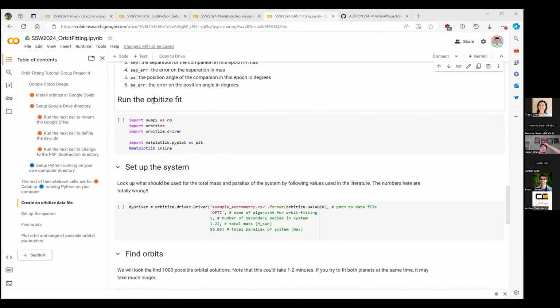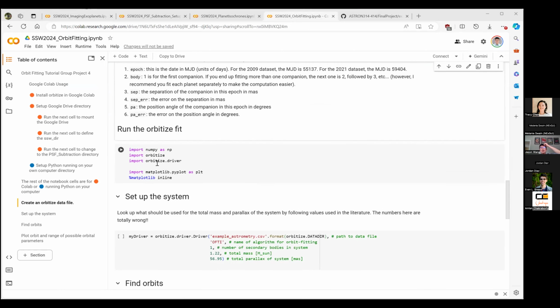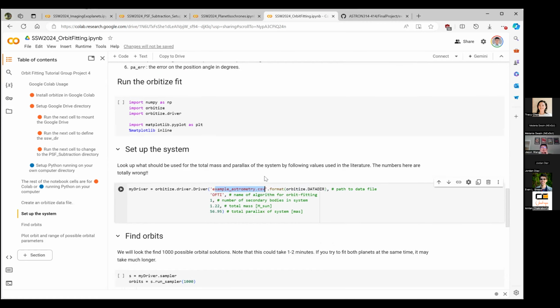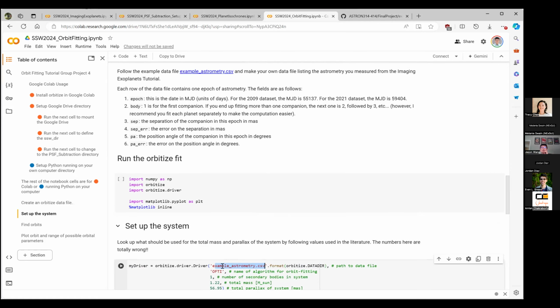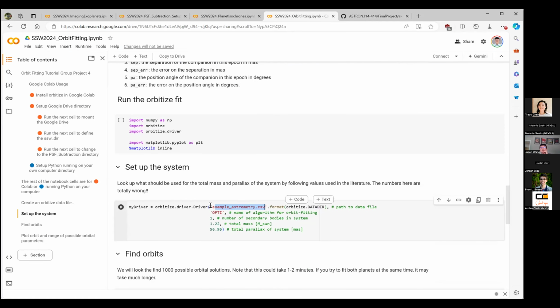So we'll need to run this orbit fit. So then we'll just need to set up and run the orbit fit. We import a bunch of packages. We'll use the orbitize orbit fitting package. We input that CSV file. It's currently set to be called example astrometry.csv, but if you create your own CSV file and call it something else, you'll need to change the file name. You'll need to change the entire file path here to be the path to that file. So here we're using the example astrometry from the orbitize default data dir.